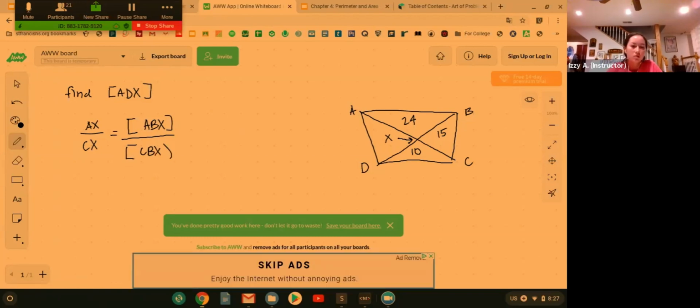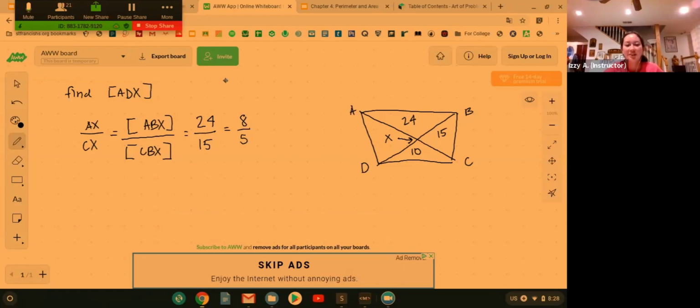So we have our base ratio, and then we have our area ratio. That is going to be equal to 24 over 15. And if we simplify that, we get 8 over 5. Apologize for the background noises. Okay, so we got that information.